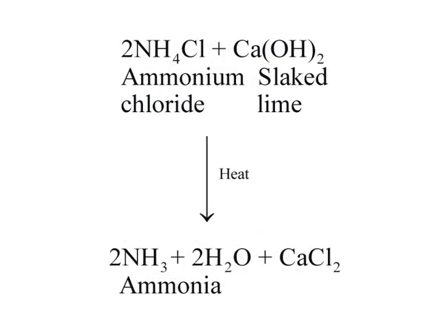In the laboratory, ammonia is prepared by heating a mixture of slaked lime and ammonium chloride. The products formed are ammonia, water, and calcium chloride.